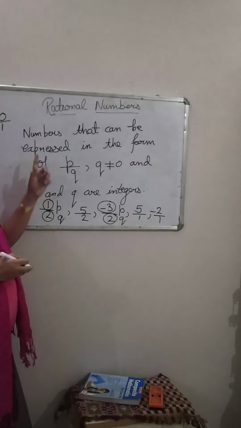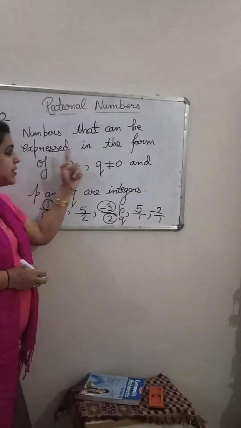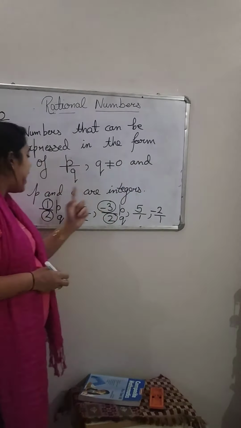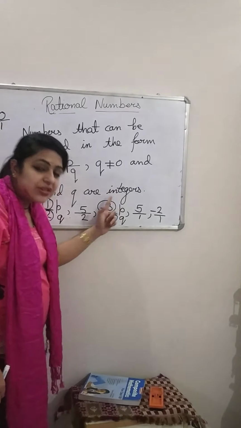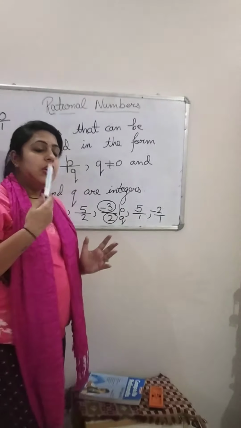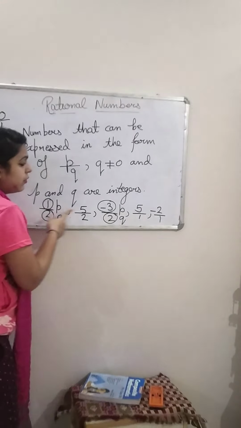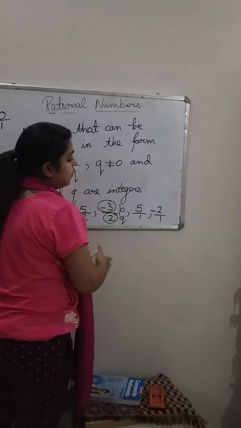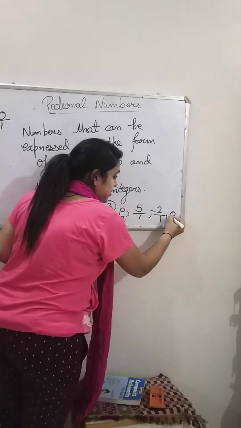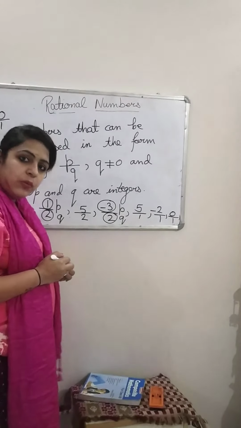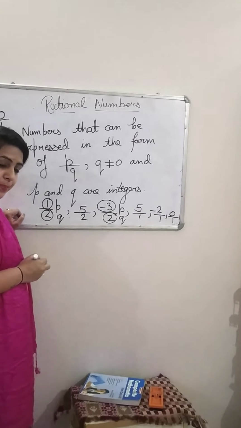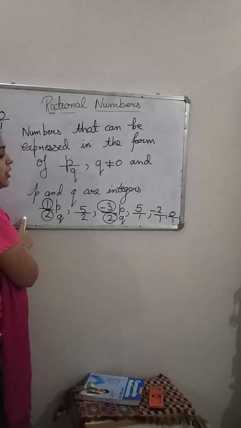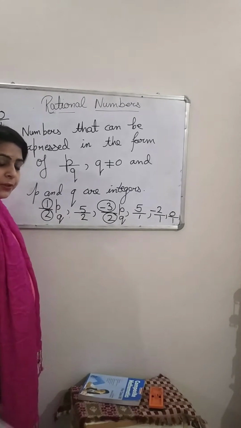We note down the definition: numbers that can be expressed in the form of P upon Q, Q not equals to 0, and P and Q are integers, are the rational numbers. You can write down the examples: 1 upon 2, 5 upon 2, minus 3 upon 2, 5 upon 1, minus 2 upon 1, including 0, because 0 can be written as 0 upon 1. You can write these as the examples. Note down this definition in your notebook, in your fair notebook.